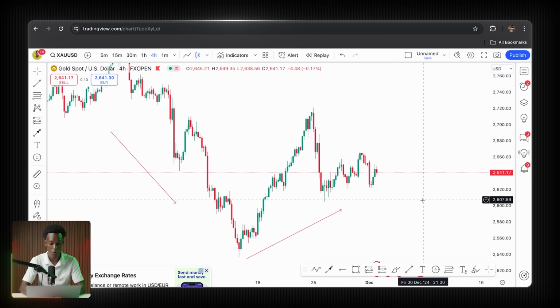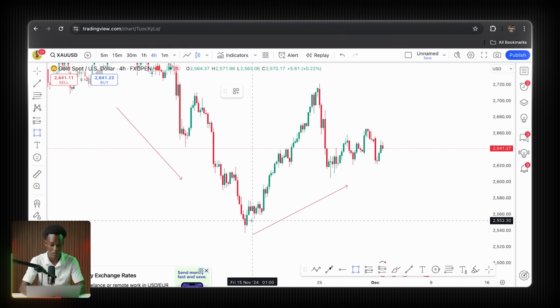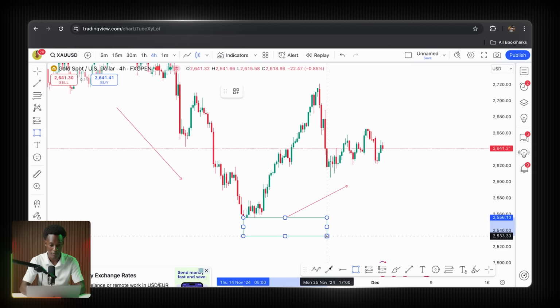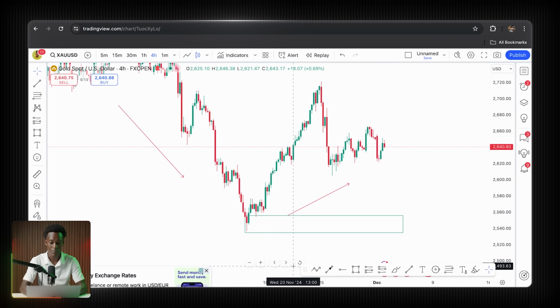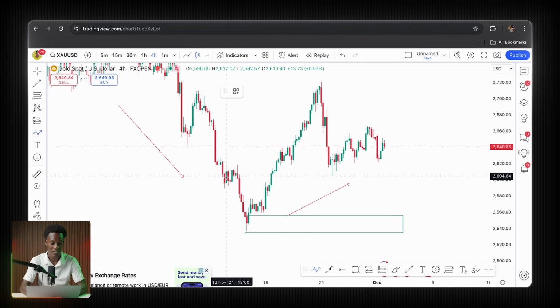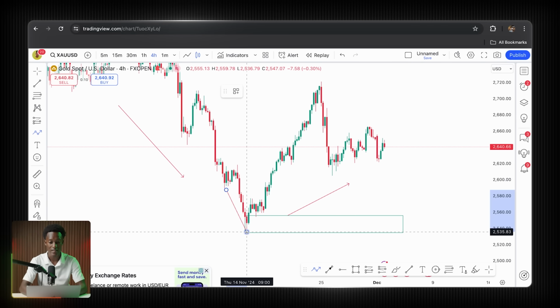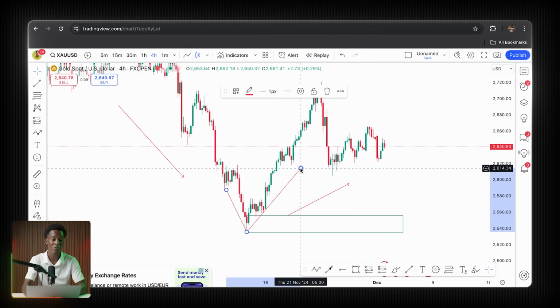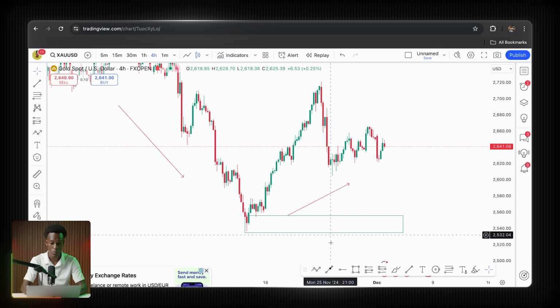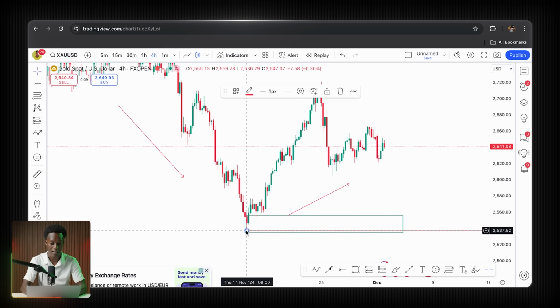So for this example here, let's say we mark out this area. In this example, this is a demand zone. A demand zone is an area where we see massive buying. If you can see an example here, look, the price came into the zone, and then out of the blue, we have huge buying pressure pushing the price to the upside. So that's key.